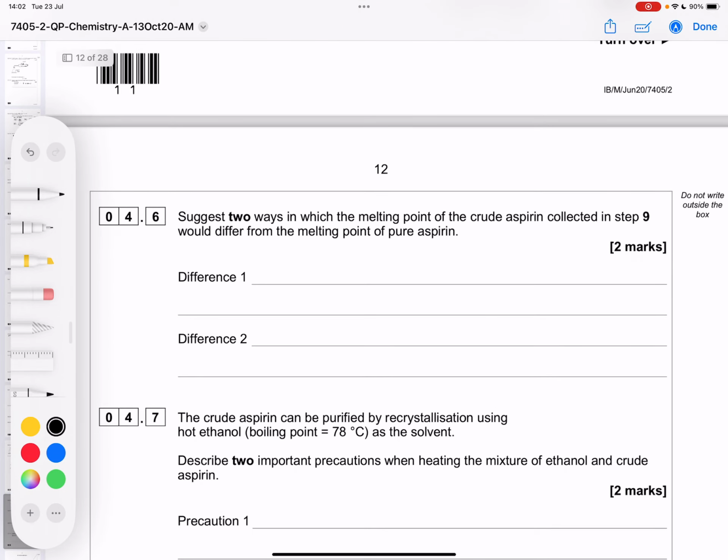Suggest two ways in which the melting point of the crude aspirin collected in step 9 would differ from the melting point of pure aspirin. Well, the value of an impure sample would be lower because the impurities disrupt the intermolecular forces and pockets of the sample then start to melt at a lower temperature. Some pockets of the sample will not have impurities and melt at the correct temperature, so there will be a range of values rather than a specific value.